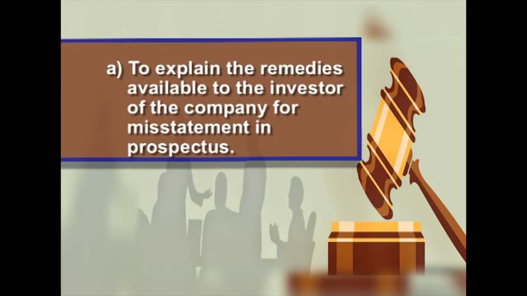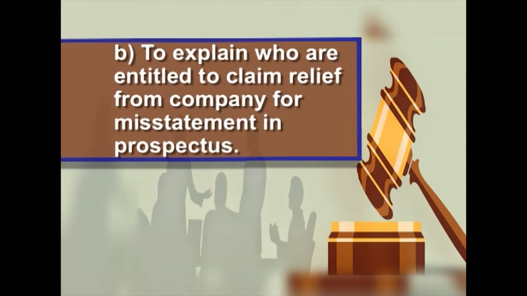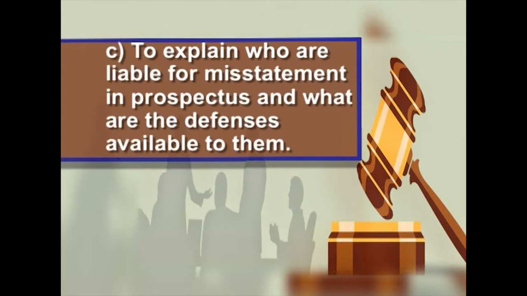The objectives of the lesson are: A. To explain the remedies available to the investor of the company for misstatement in prospectus. B. To explain who are entitled to claim relief from company for misstatement in prospectus. C. To explain who are liable for misstatement in prospectus and what are the defenses available to them.